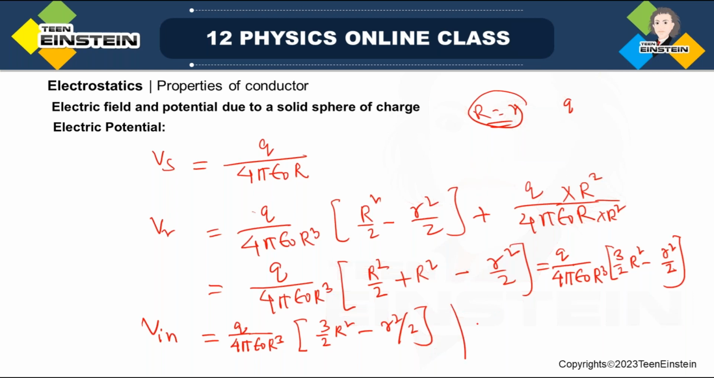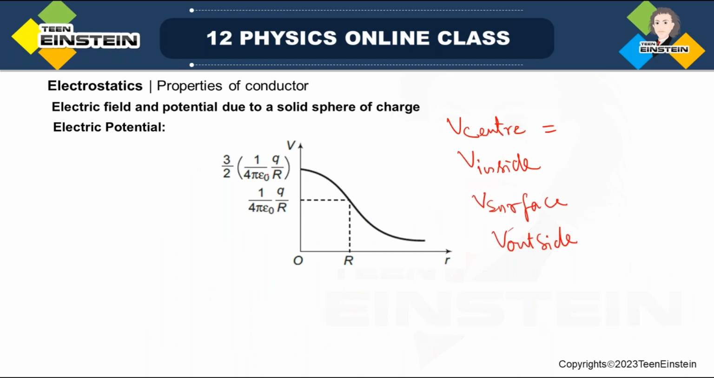Make r is equal to 0, then at small r equal to 0, this part is 0, right? So you'll get 3q by 8 pi epsilon naught R. So this is the potential at the center. Look here, this is the value, so 3 by 2 q by 4 pi epsilon naught R. So what is the value of this?